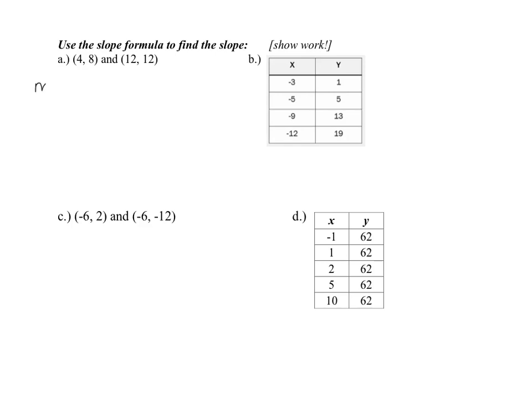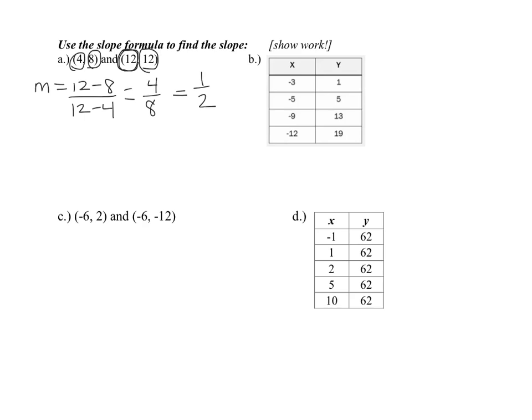I could start with, okay, m is going to equal, let's subtract the y values. So I'm going to do 12 minus 8. Since I did 12 minus 8, the second ordered pair minus the first ordered pair, I have to go in that same order again. So now my x values are going to be 12 minus 4. And then 12 minus 8 is 4, and 12 minus 4 is 8. So I get 4/8, but I have to reduce that. The slope is going to be 1/2.